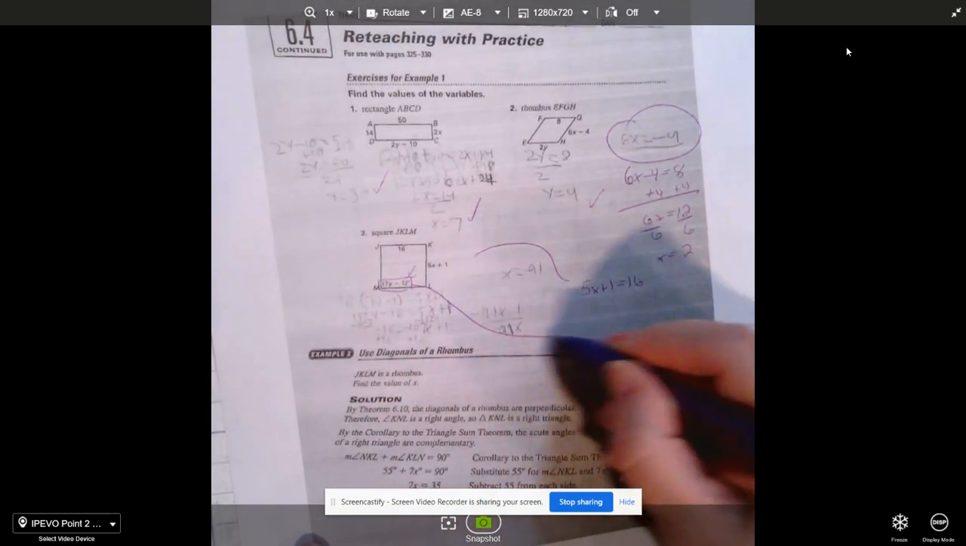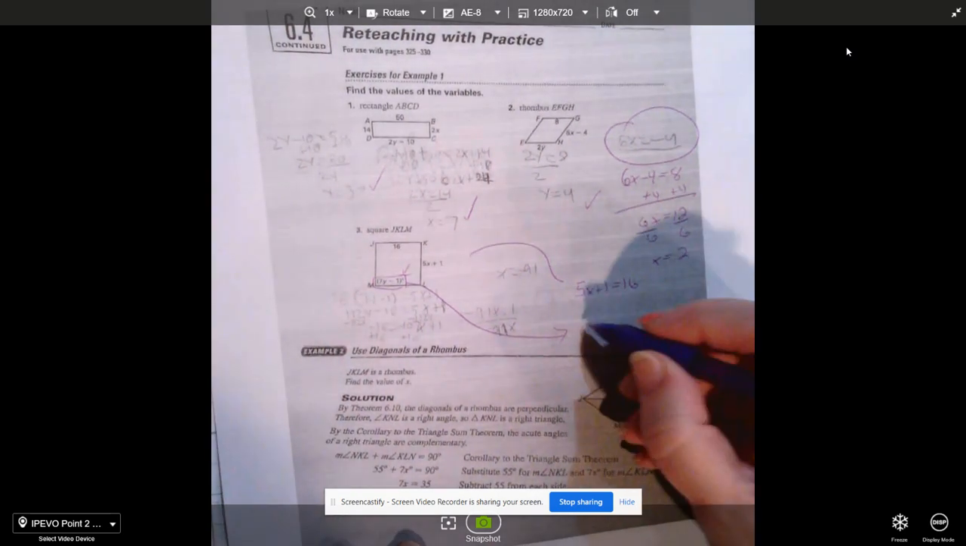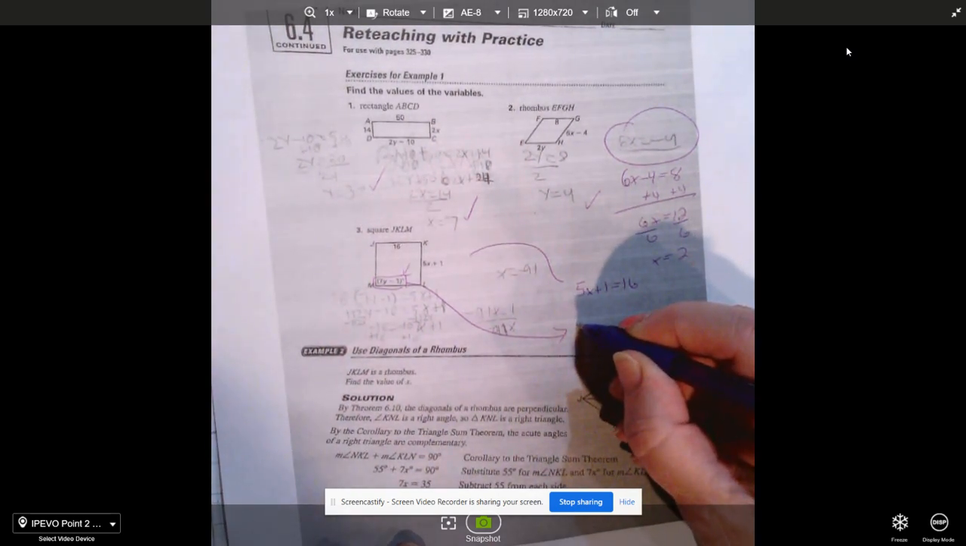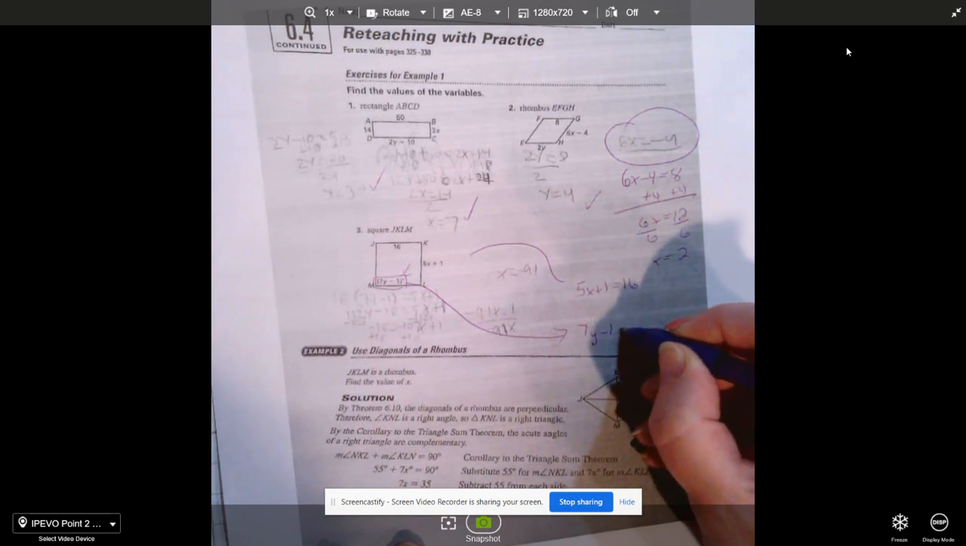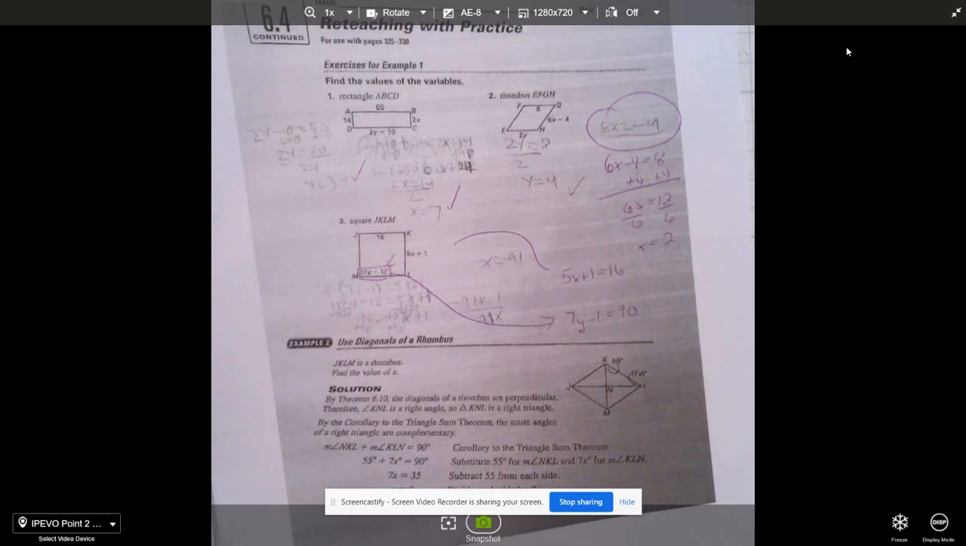For this one here, you have to ask yourself, well, what do I know about the angles of a square? And the angles of a square are all 90 degrees. So you would have said 7y minus 1 equals 90, and then you would have solved that equation.